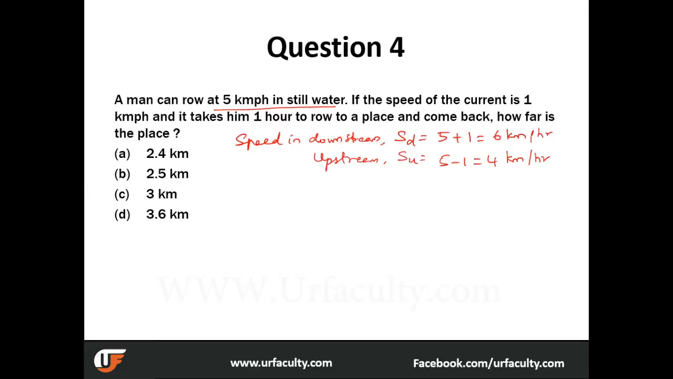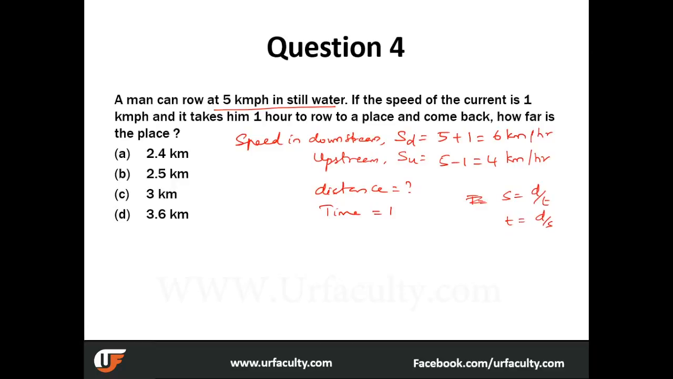So we need to now find out the distance, right? We don't know the distance. That's what we need to find out. And what have they said? They said that the total time to go and come back is equal to 1 hour. So we know the time is 1 hour. And what is time? Speed is equal to distance by time, so time is equal to distance by speed.